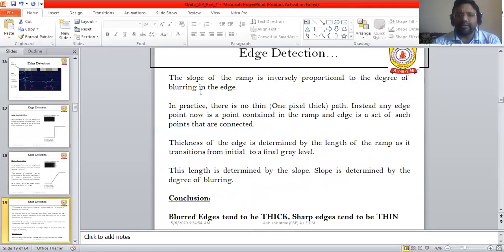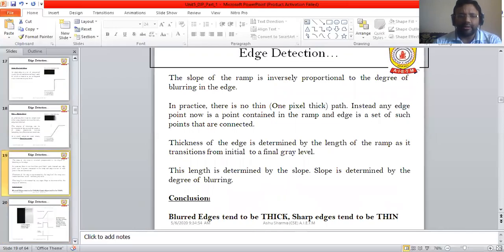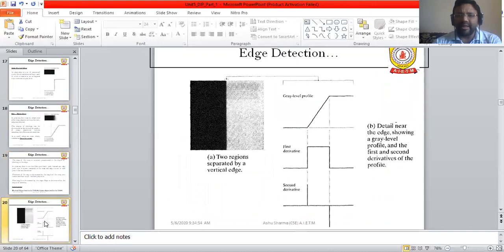Finally, the slope of the ramp is inversely proportional to the degree of blurring in the edge. So thickness of the edge is determined by the length of the ramp as it transitions from initial to final gray level. In practice, there is no thin path. Instead, any edge point now is a point contained in the ramp, and edge is a set of points that are connected. So these are the examples.